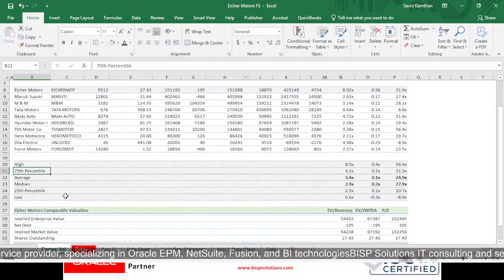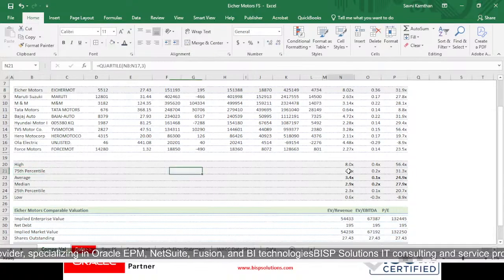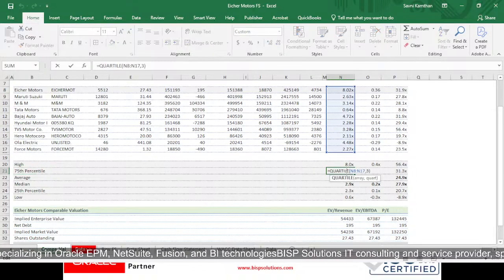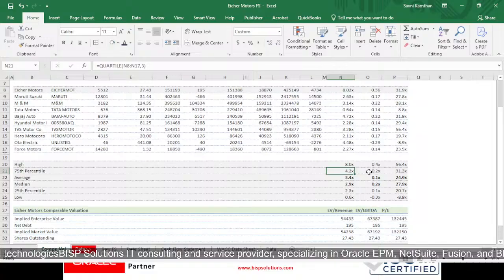Then if I want to calculate my 75th percentile, I have to take quartile, mention the array, and I want the third quartile, like 75th percentile, of the data. Then I clicked enter, I got 4.2, and dragged it till the end.